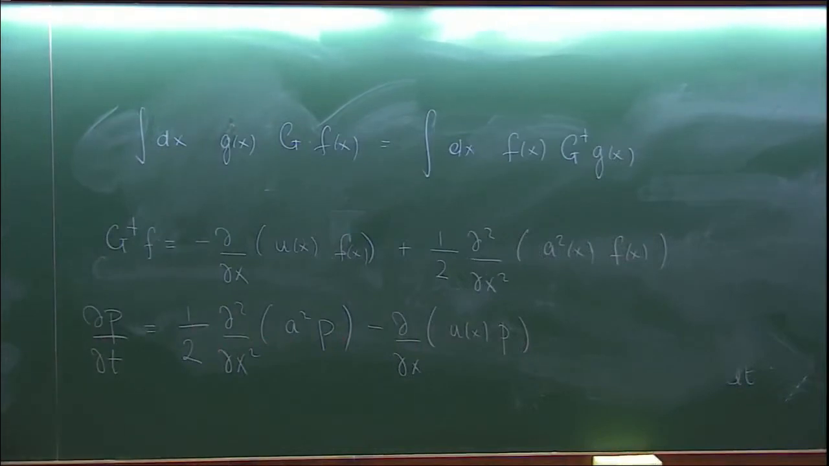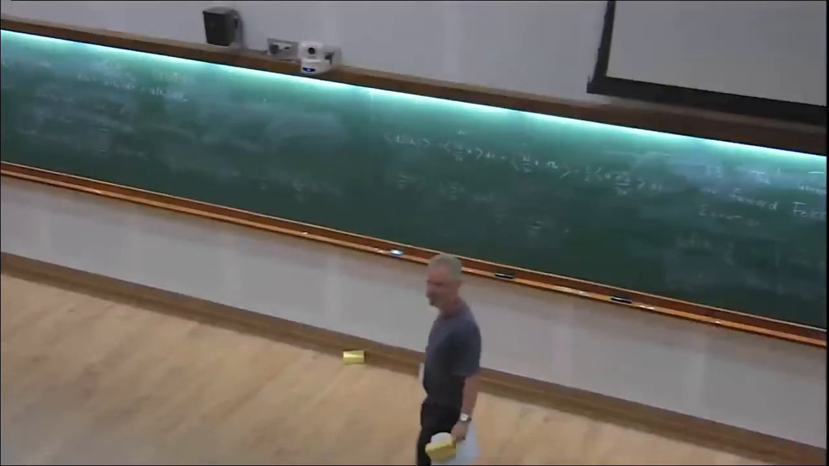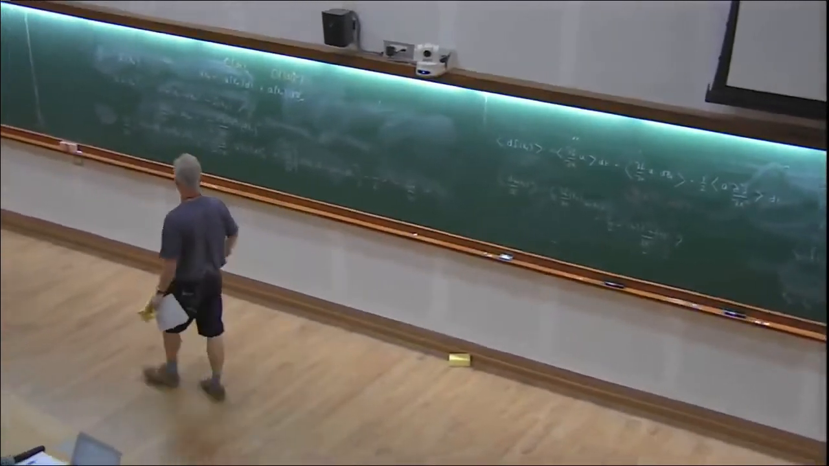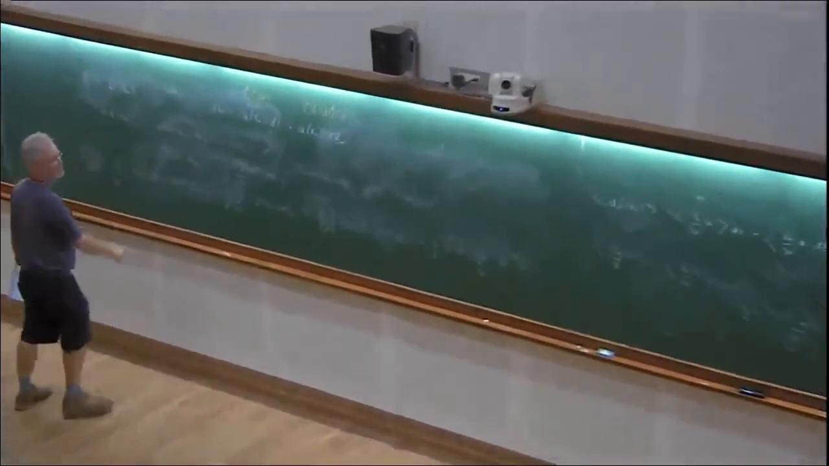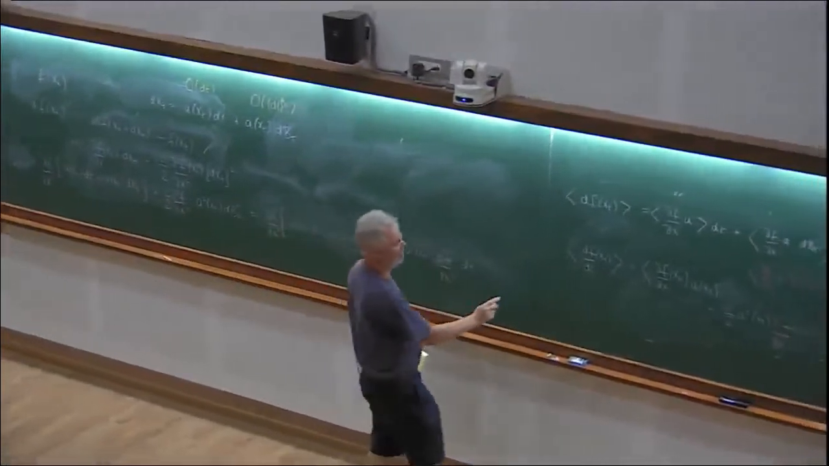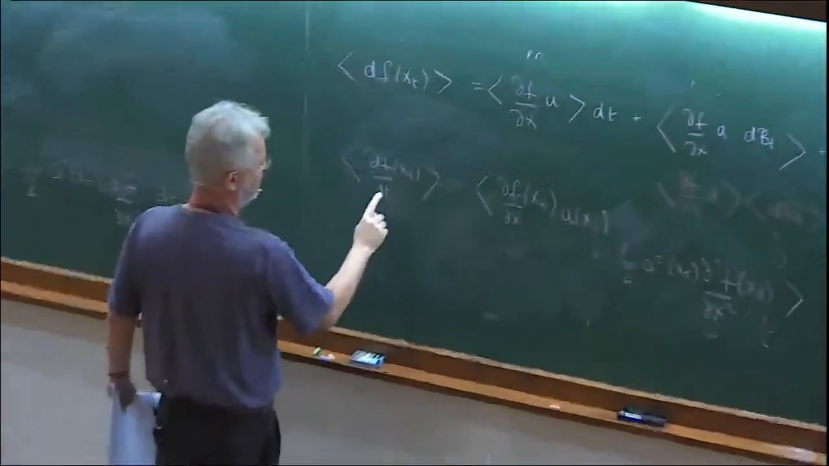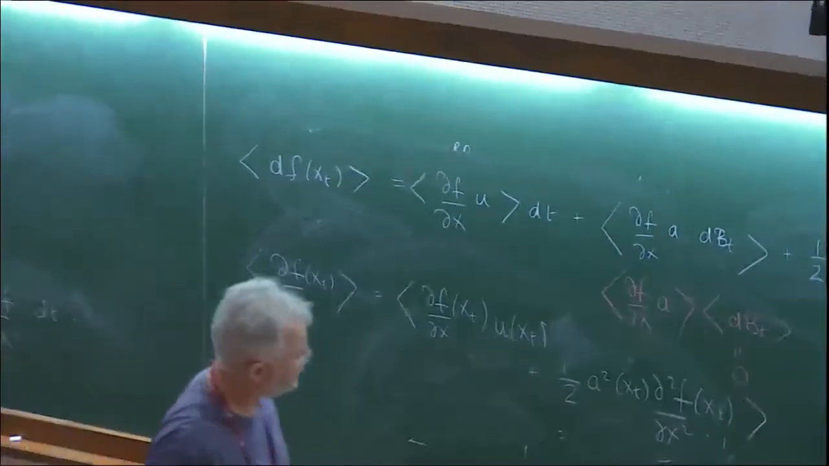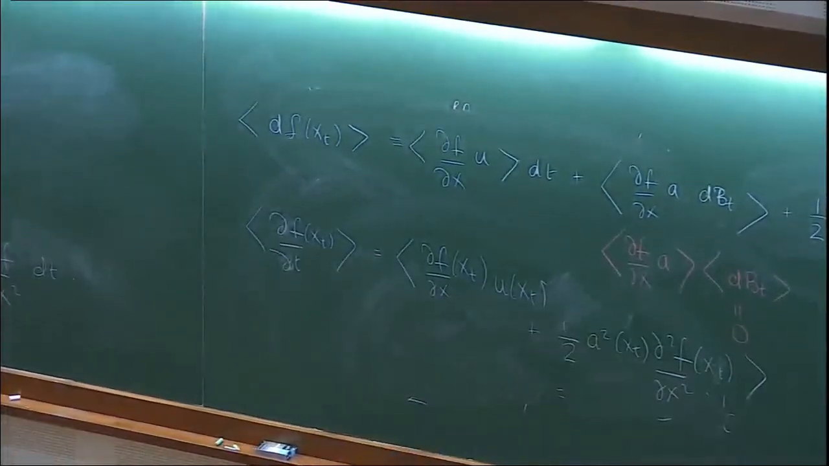So actually, how do we do this in higher dimensions? Oh no, my d's change randomly. I should have written a partial derivative here. This should be a partial derivative. Okay. So let me see. Okay, so that's good. So that's the Fokker-Planck equation.